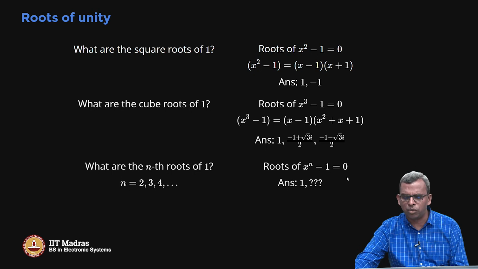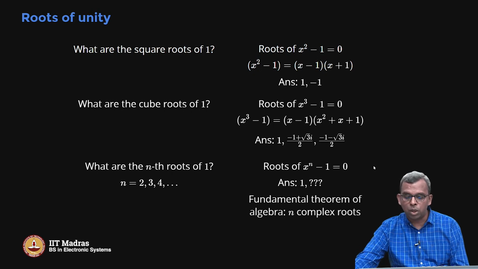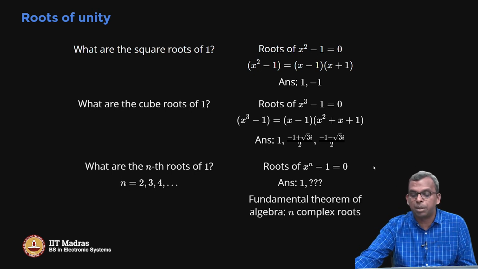It looks like all sorts of confusion is here. But what do I know for sure from the fundamental theorem of algebra? This is a degree n polynomial. It should have n complex roots, right? That much I know. So is there an easy way, a quick way of finding the n complex roots of this equation, x^n minus 1 equals 0?